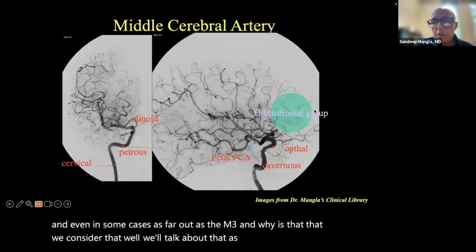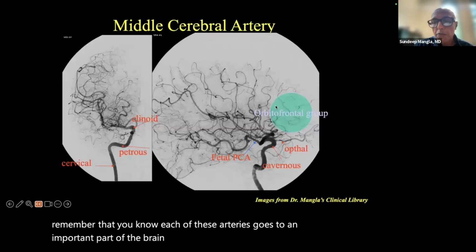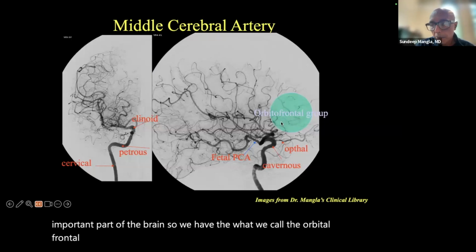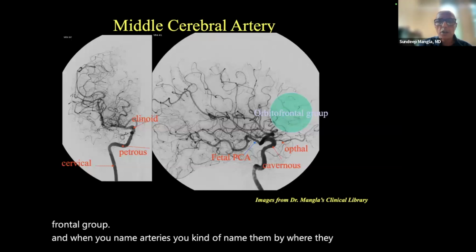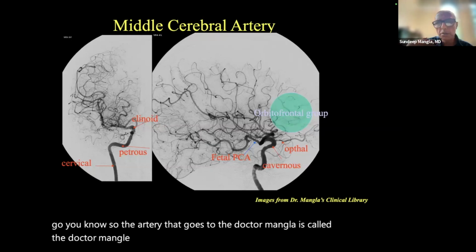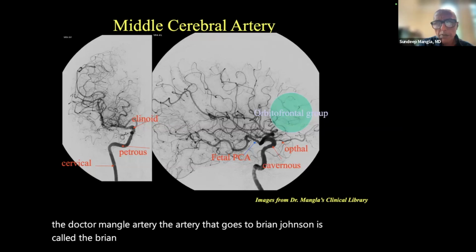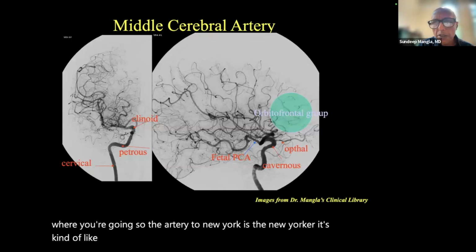But you have to remember that each of these arteries goes to an important part of the brain. So we have what we call the orbital frontal group. And when you name arteries, you kind of name them by where they go. So the artery that goes to Dr. Mangla is called the Dr. Mangla artery. The artery that goes to Brian Johnson is called the Brian Johnson artery. So it's named by where you're going. The artery to New York is the New York. It's kind of like highways. You have highways that are named after the city that they go to.